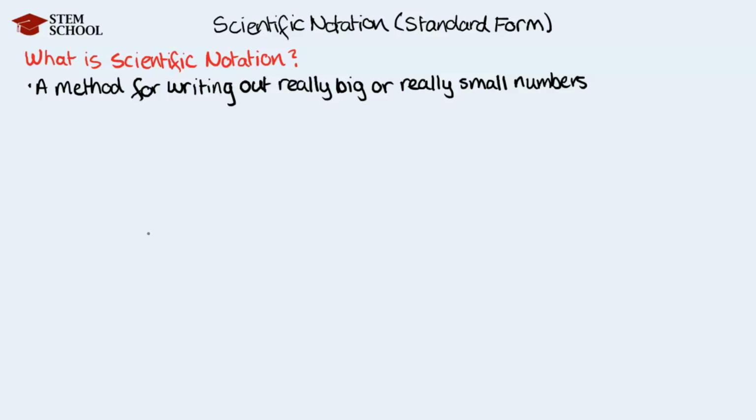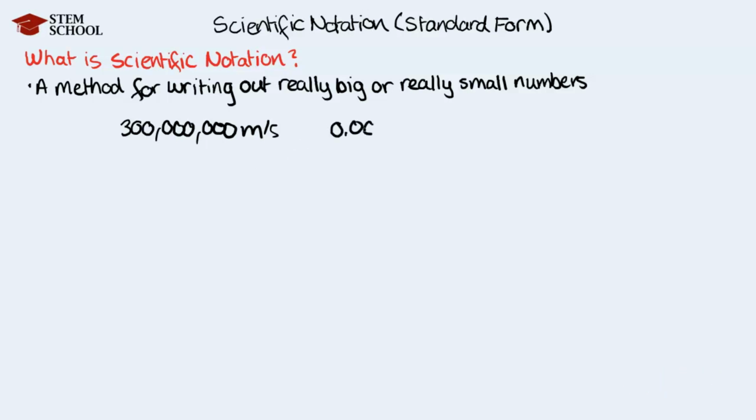Well, it's essentially a convenient method for writing out really large or really small numbers. So an example of a really large number would be the speed of light, which is something you would use quite often in physics calculations, okay? So the speed of light is 300 million meters per second. Most people will agree with me when I say that it's quite tedious having to write all this out, because it's quite a large number.